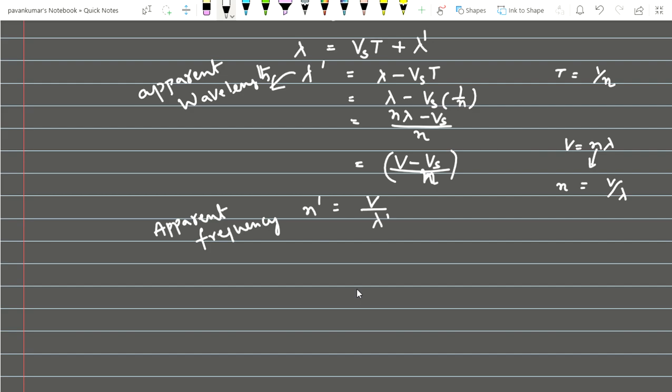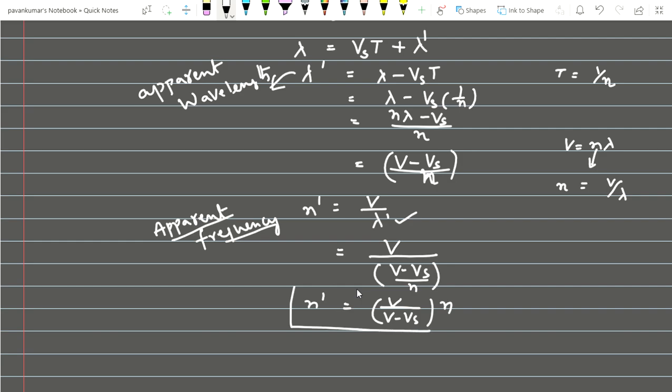Here, the apparent change in the frequency is due to the change in the wavelength only. Here, the velocity remains constant. That is equal to V divided by (V minus Vs) by n. By taking n to the numerator, we get n dash equal to V by (V minus Vs) into n. This is the expression for apparent frequency when the source is moving towards the observer.